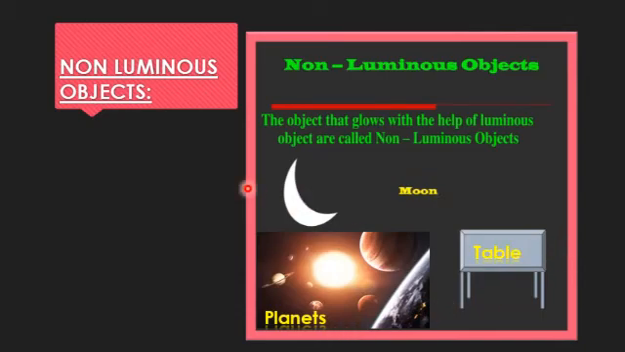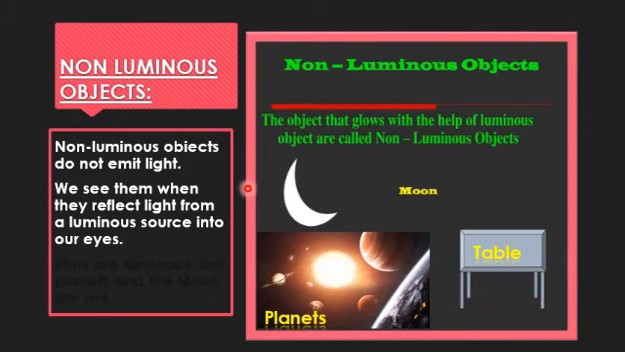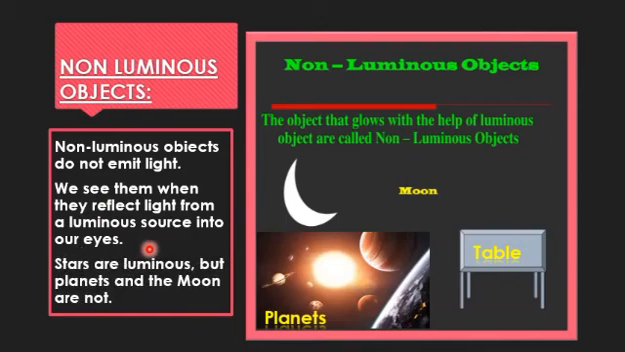So here is a summary that you can see: non-luminous objects do not emit light. We see them when they reflect light from a luminous source into our eyes. Stars are luminous, but planets and the moon are not. They are non-luminous objects. They glow only due to light produced by luminous objects.